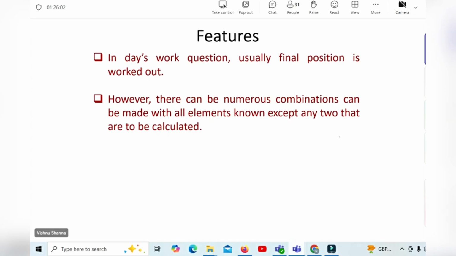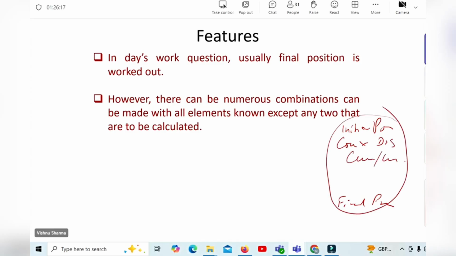All elements were what? Initial position, final position, courses and distances she has done, current and wind if she knows. In day's work, one thing was missing and the rest was given. I can give you this also, this you also, and I can either remove current or remove any of these legs. So, there can be numerous combinations with all elements known except any two that are to be found.